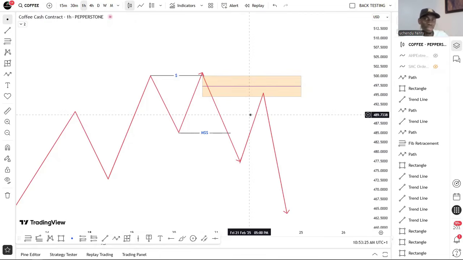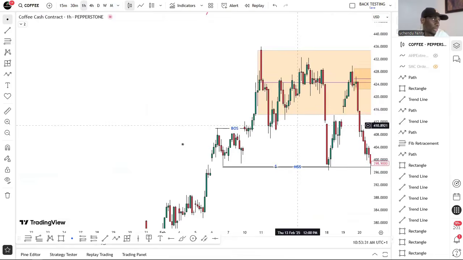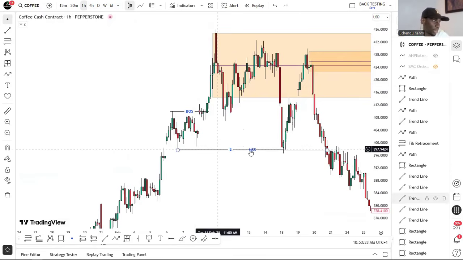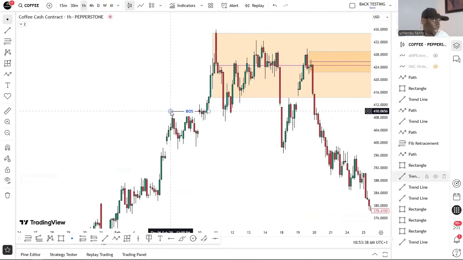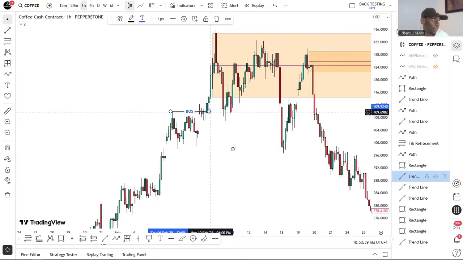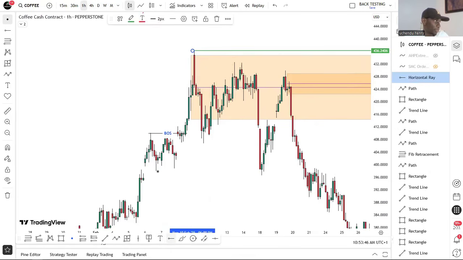Now let's look at what is happening here on coffee. Before price came to that low, something happened here. This was the last pullback that price made, and then we had a break of structure to the upside, and then we had this high here. So this is the high, and this is the last pullback.